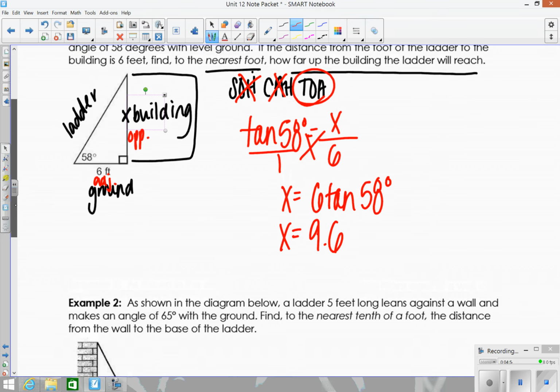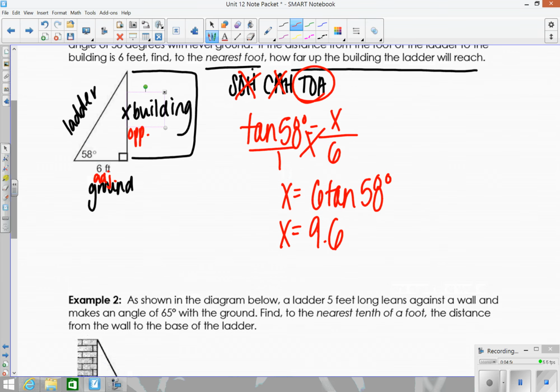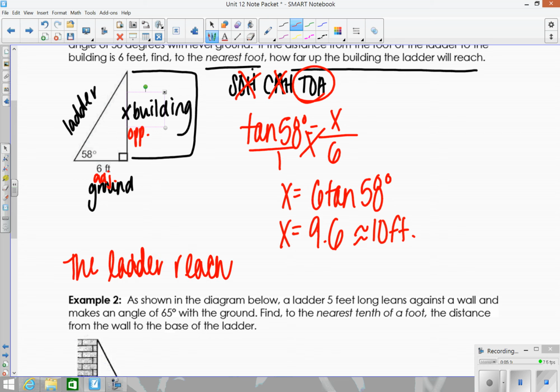It says to the nearest foot, so that would round up to about 10 feet. How far up the building will the ladder reach? The ladder reaches about 10 feet up the building.